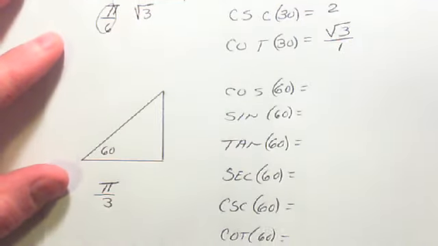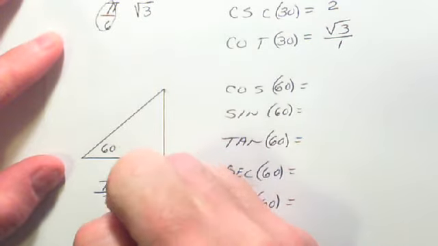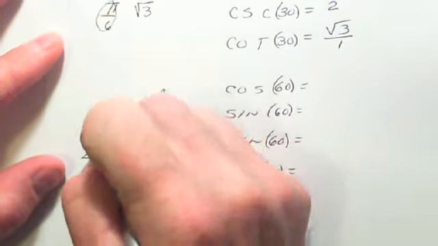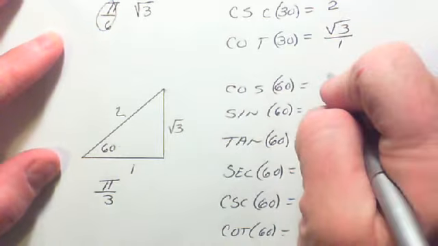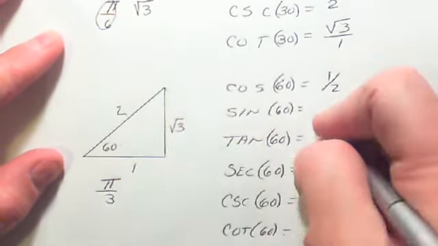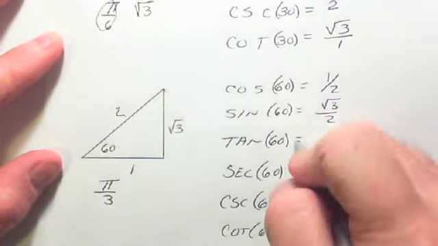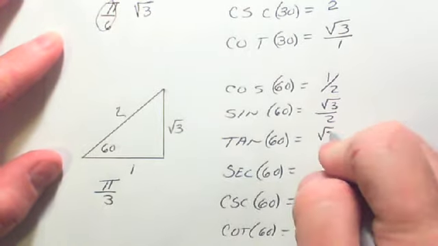Alright, the 60 degree will be very similar. And the 60 is the same thing as pi over 3. So 1, square root of 3, 2. The cosine in this case will be 1 over 2. The sine will be the opposite over the hypotenuse, square root of 3 over 2. The tangent will be the opposite over adjacent, square root of 3 over 1.